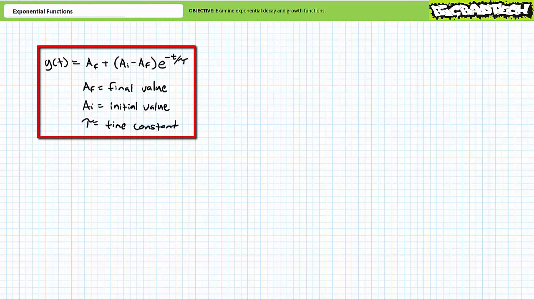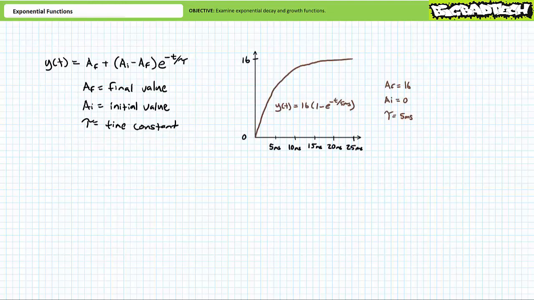A more comprehensive growth function might look something like this, where y of t is equal to af plus ai minus af times e to the negative t over tau, where ai is the initial value and af is the final value that might be achieved if the function was allowed to progress for a time span of a full 5 time constants, whatever that time constant might be. Like I said, the more comprehensive growth function not only accounts for a more complicated scenario involving an initial condition, but also for the basic growth function we previously discussed.